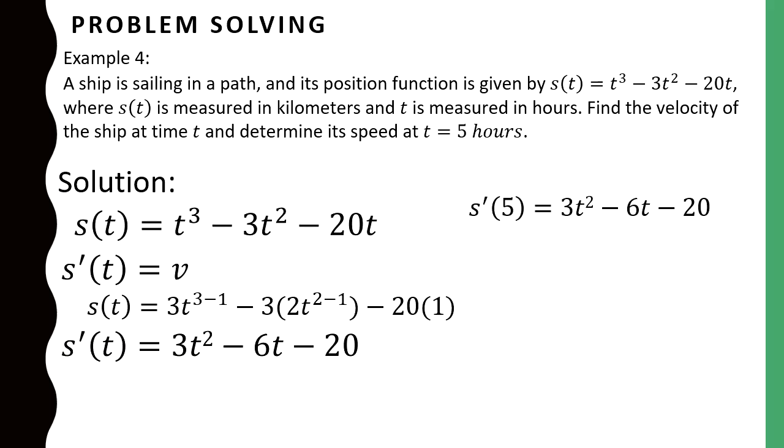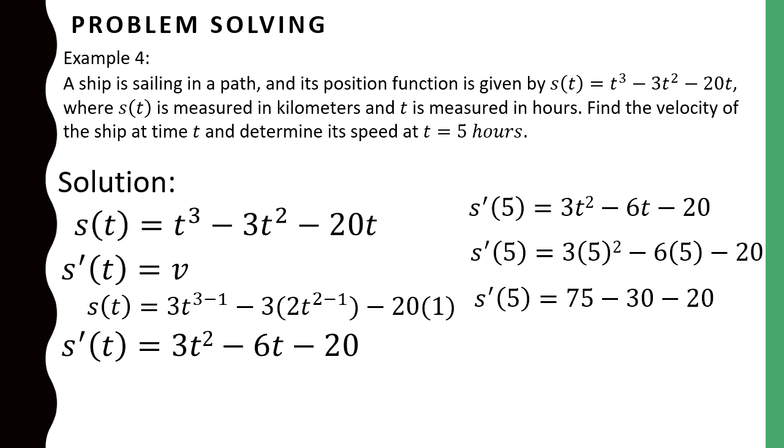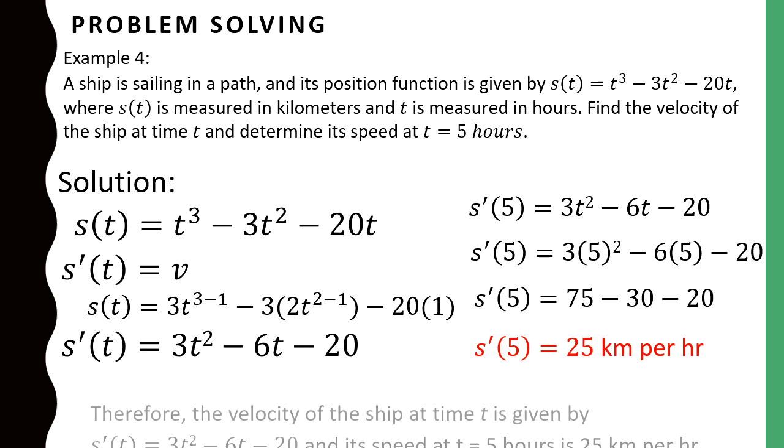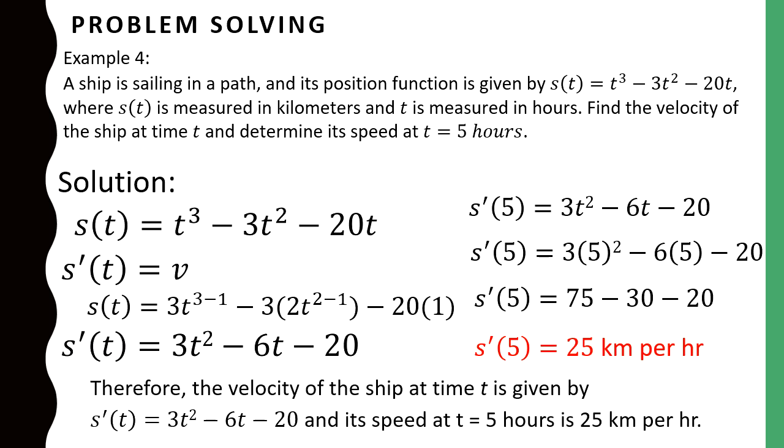Now, to get the speed at 5 hours, we substitute 5 in our variable t. That gives us 3 times 5 squared minus 6 times 5 minus 20. 3 times 5 squared is 75, minus 6 times 5 is 30, minus 20. 75 minus 30 minus 20 gives us 25 kilometers per hour. Therefore, the velocity of the ship at time t is given by s prime of t equals 3t squared minus 6t minus 20. And the speed at 5 hours is 25 kilometers per hour.